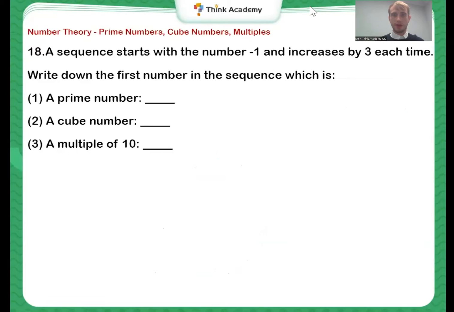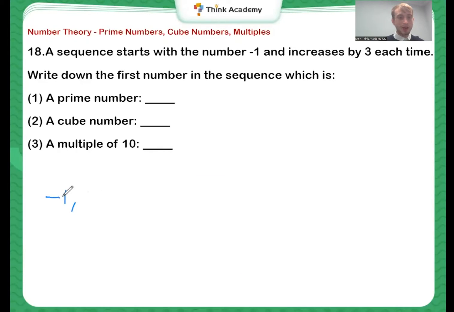Okay, this is quite a nice one. I think there were a few problems with this one along the way. Now, when you see a question like this, a sequence starts with -1 and increases by 3 each time. This is not a sequence that we're familiar with, so let's start by writing a few steps out, seeing if we can look at the numbers.